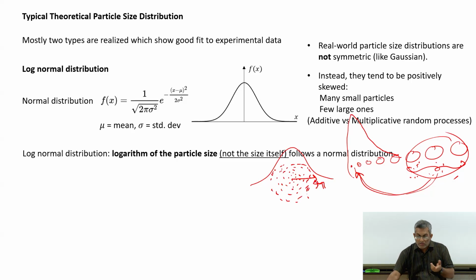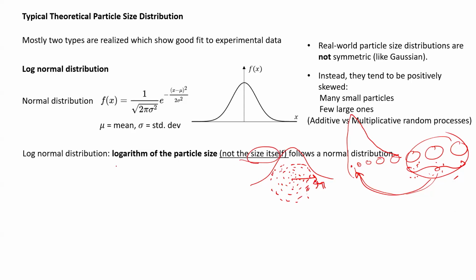Now, what is a log normal distribution is that you don't have the size which follows a normal distribution, but the logarithm of the particle size which follows a normal distribution. Okay, so you can imagine something like this. You have a function like this. So you have the logarithm of this follows the normal distribution. Okay.